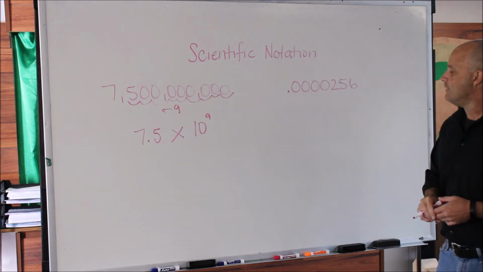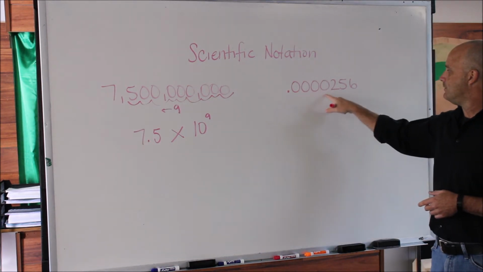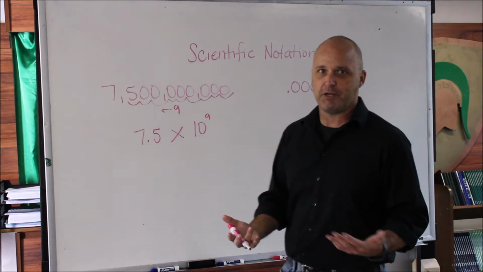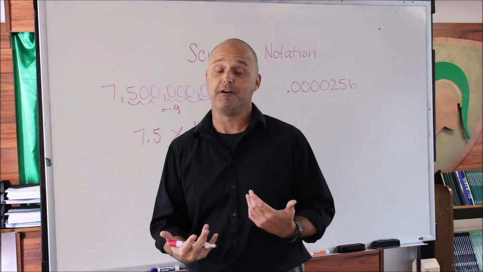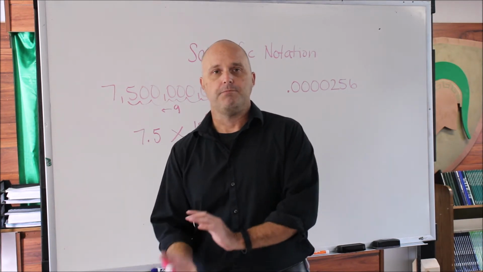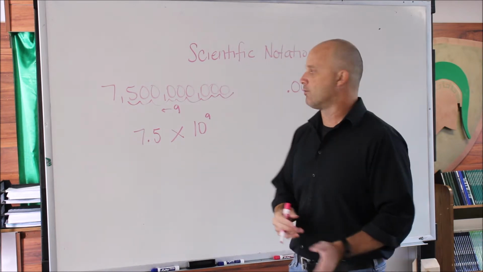Then if we look at this number, 0.0000256. This one has no special meaning, it's just a number that I put up there. But what we want to do is take a very, very small number and put it into scientific notation so that it's easier to work with.